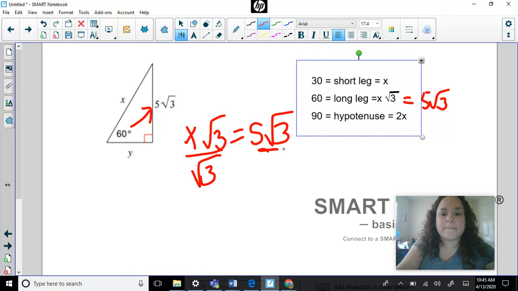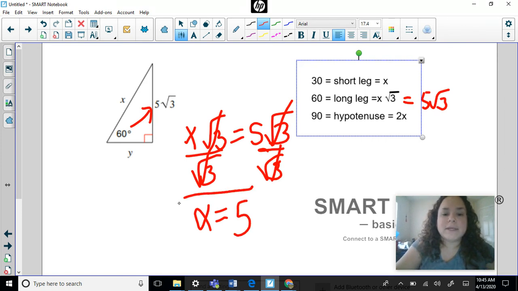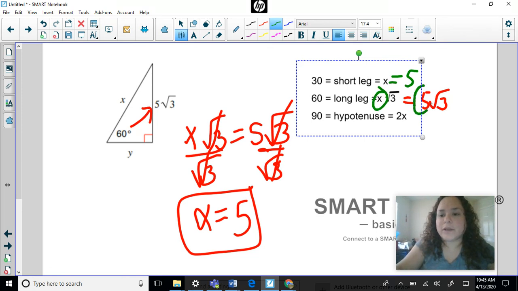Let's do that. This will simplify the square roots on the left, which gives us x. On the right, we will also simplify the square root of 3's, and it will just give us 5. What this means is that our short leg has a value of 5. So we're going to put that here. Now you could say, couldn't we have seen that just by looking at this? Yes, you could have. But I just wanted to show you how to get that mathematically.